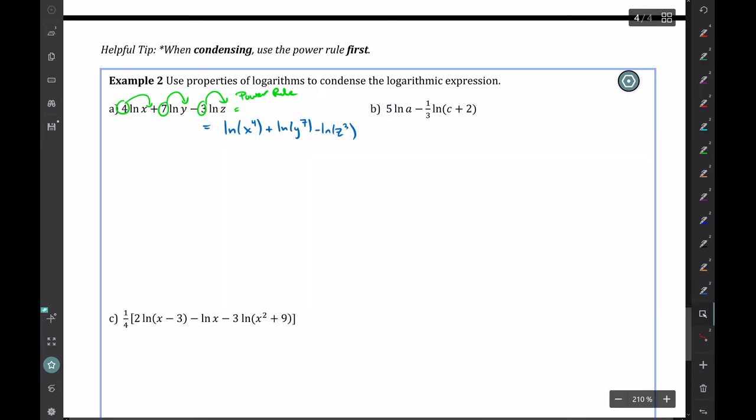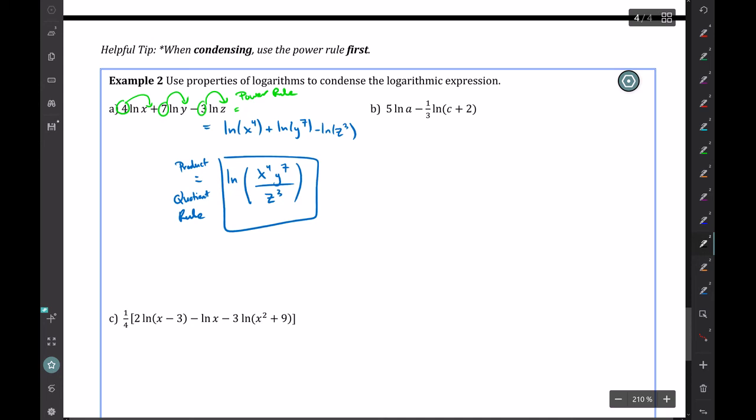Okay, and now we're going to use product and quotient rule. So using the product and quotient rule, we get that this is natural log of x to the 4th times y to the 7th over z cubed. So where there was a minus sign, we divided, and where there was an addition sign, we multiplied the stuff inside the logs. And that's the final answer right there.